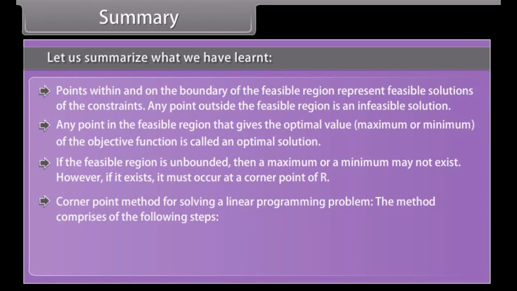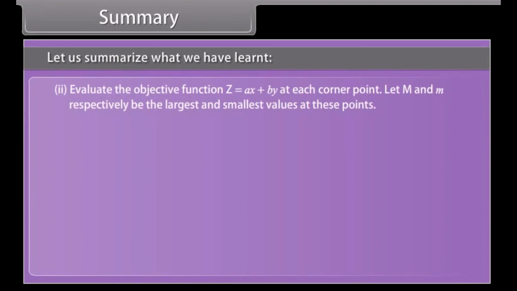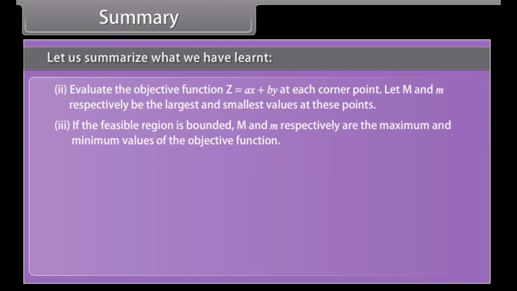Corner point method for solving a linear programming problem. The method comprises the following steps. 1. Find the feasible region of the linear programming problem and determine its corner points (vertices). 2. Evaluate the objective function Z equals ax plus by at each corner point. Let M and m respectively be the largest and smallest values at these points.